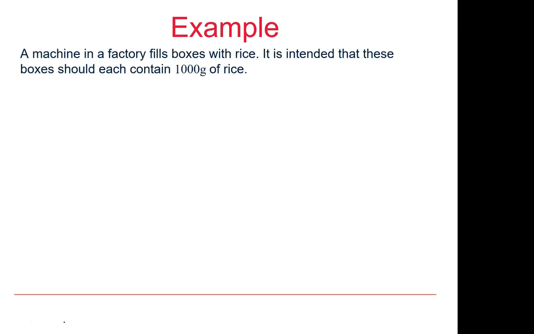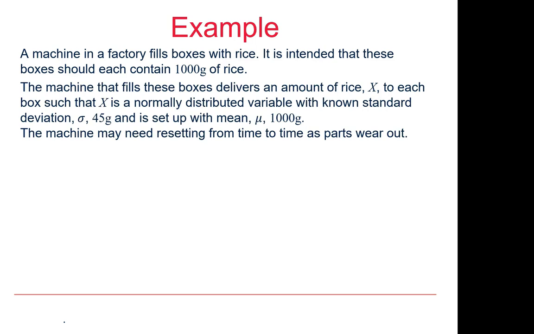So if we now look at a slightly more complicated example, and you might want to pause at the end of this and just spend some time reading through all the information you've been given. Well, we start off with a factory and a machine that fills boxes with rice, and the intention is that the boxes contain 1,000 grams of rice each.